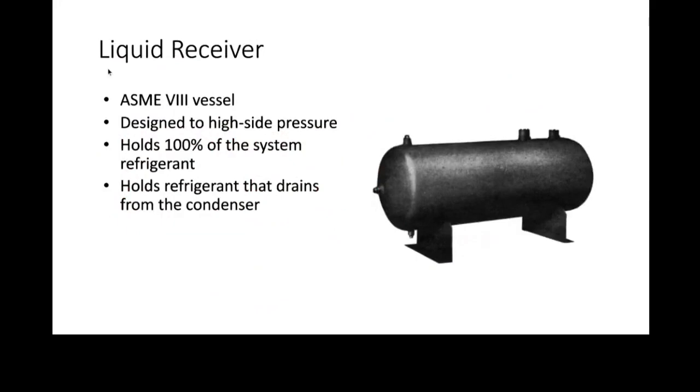Now, another thing that's mentioned is the liquid receiver, and just so you know, it is an ASME Section 8 vessel, which also means it's going to have a CRN if it's going to be installed in Canada, according to the B51 code. They are designed to high side pressure, and of course that means we're going to have a pressure relief valve on it, and typically what we see are these duplex pressure relief valves.